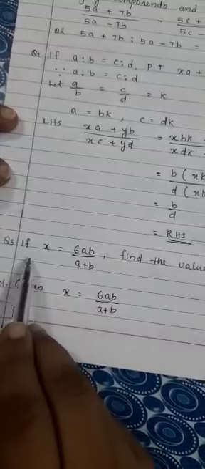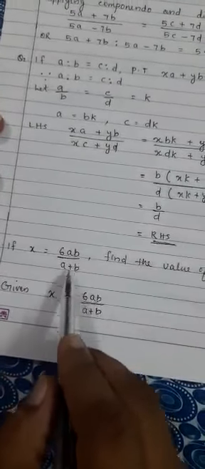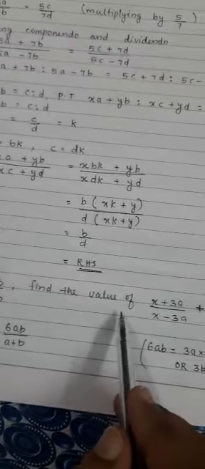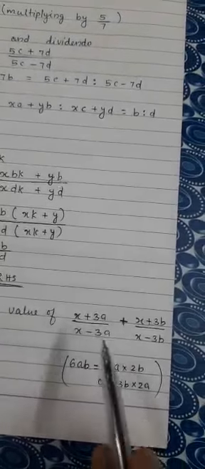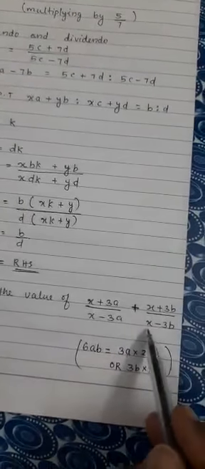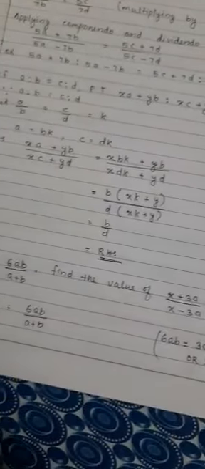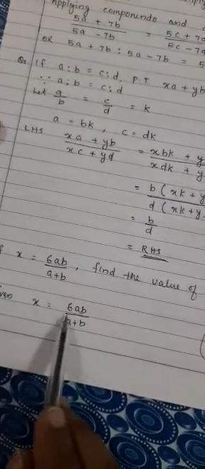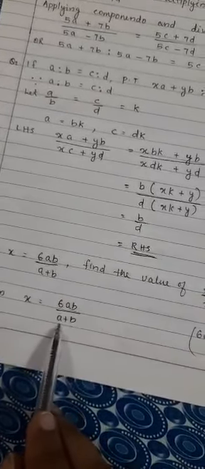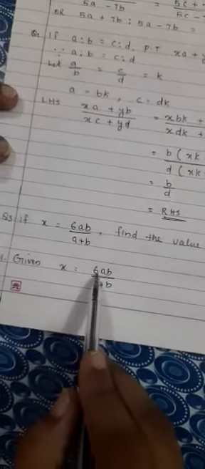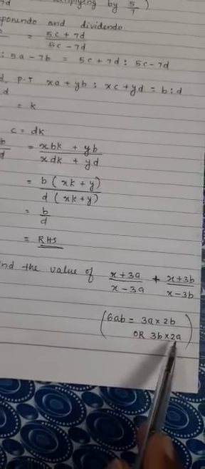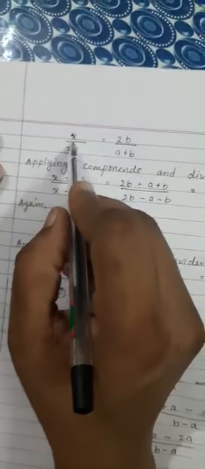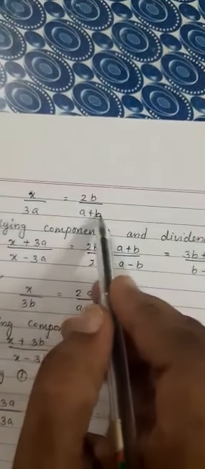Next question. If X is equal to 6AB divided by A plus B, find the value of X plus 3A divided by X minus 3A plus X plus 3B divided by X minus 3B. Given that X is equal to 6AB divided by A plus B. We can write 6AB as 3A into 2B or 3B into 2A. Therefore, X divided by 3A is equal to 2B divided by A plus B.